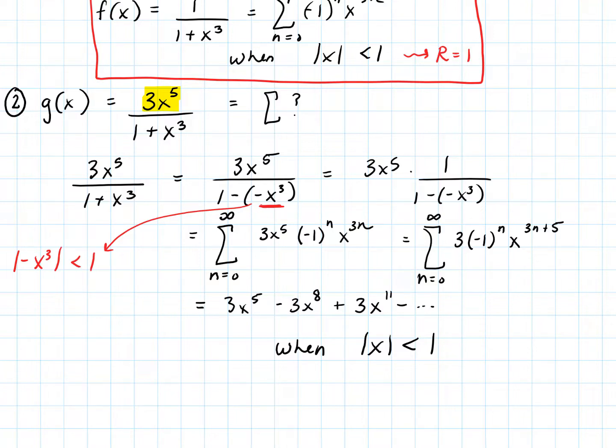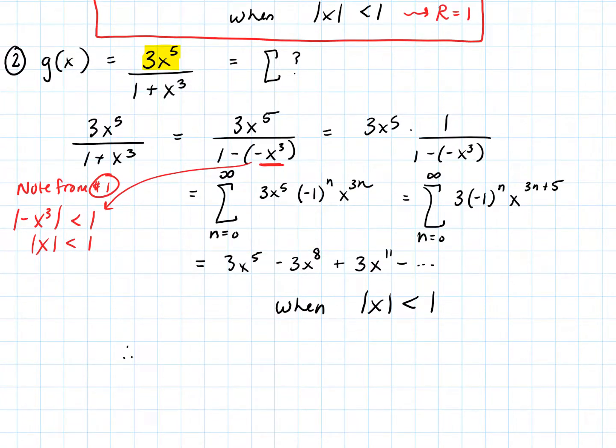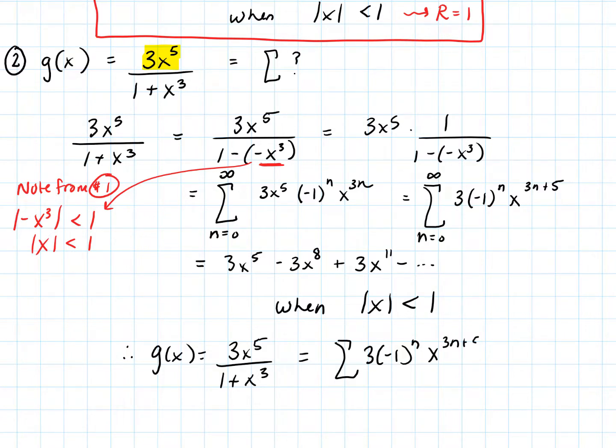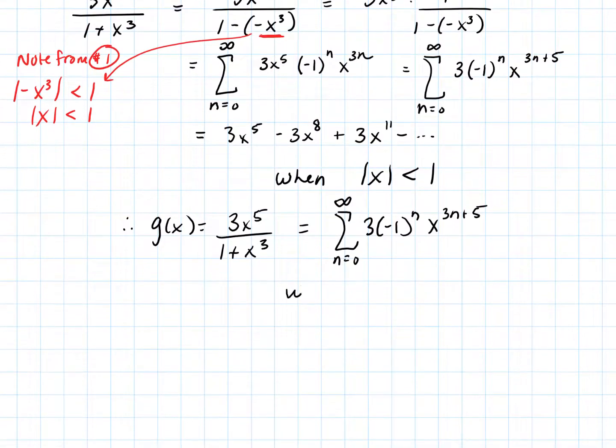This is still true as long as what we're substituting in for x here, negative x cubed, has absolute value less than 1, and of course that gives me back that that's when the absolute value of x is less than 1. Okay, so note from number 1, we already did that portion. All right. So therefore, the function that we're looking at, g of x, 3x to the 5th over 1 plus x cubed, is equal to the power series of 3 times negative 1 to the nth, x to the 3n plus 5, from n equals 0 to infinity, as long as the absolute value of x is less than 1.